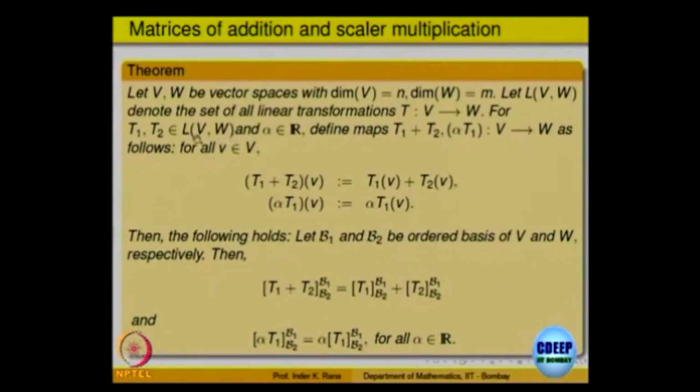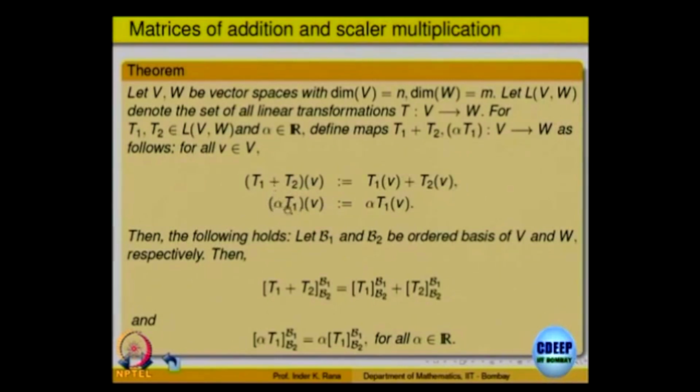So if T1 and T2 are linear transformations, then T1 plus T2 is defined as: T1 plus T2 of a vector V is T1 of V plus T2 of V, like real valued functions. Alpha T1 is defined as alpha times T1 of V. So given T1 and T2, you have defined the addition of linear transformations. This is the scalar multiple of linear transformations.